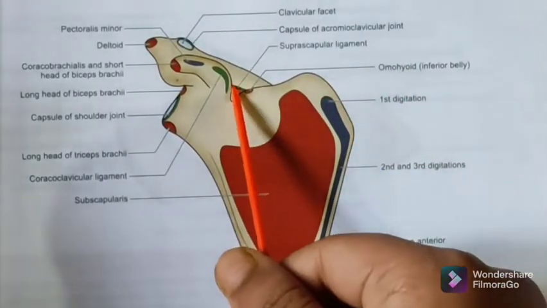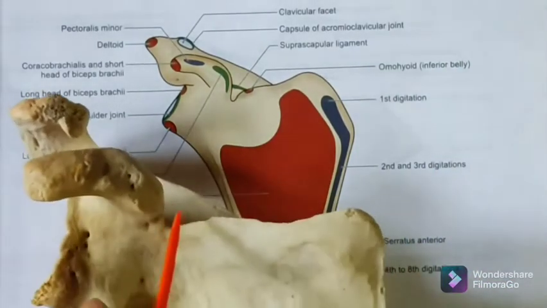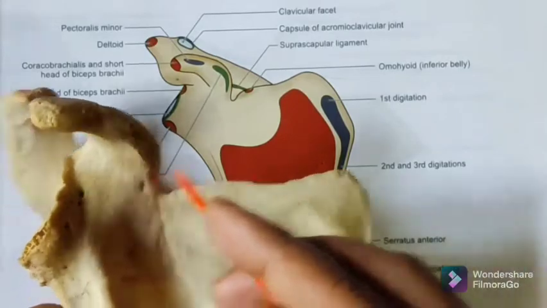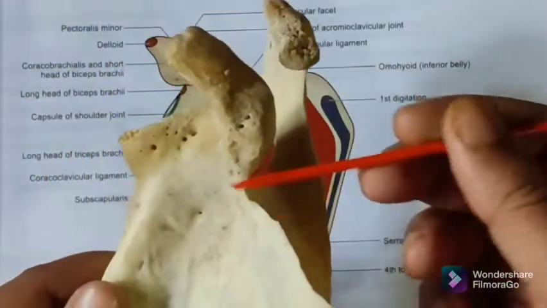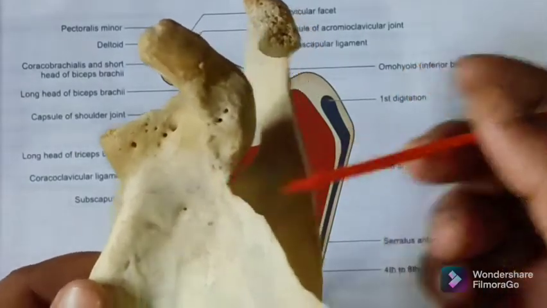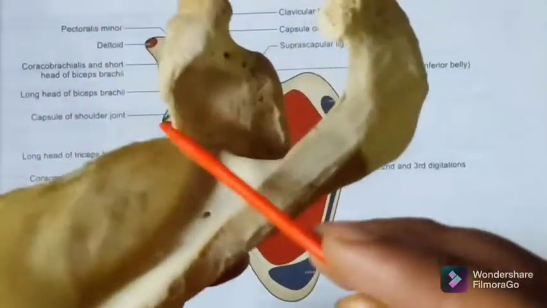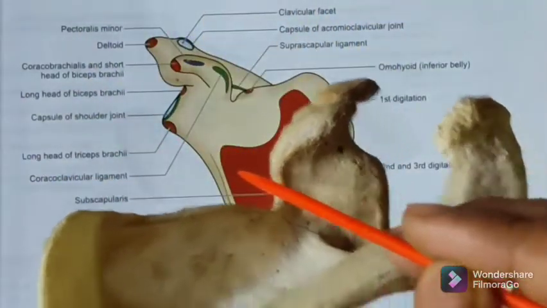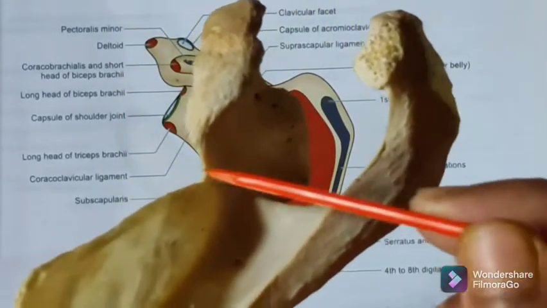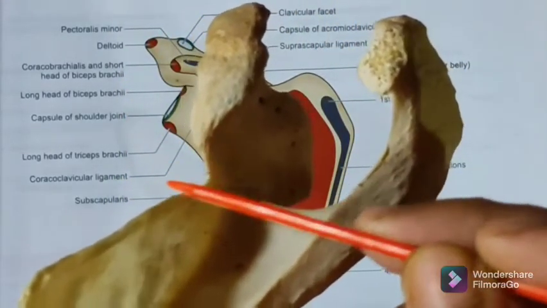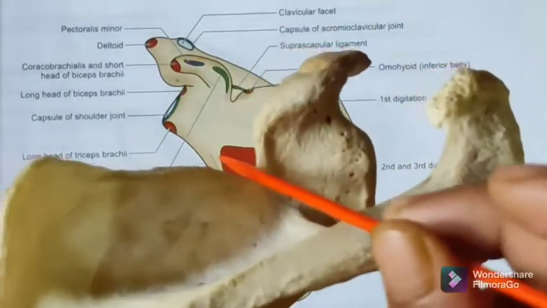This is the suprascapular ligament, and this is the suprascapular notch. There is one important thing to be noted over here. The suprascapular vessels, the arteries, go above this ligament, and the suprascapular nerve goes below this ligament. This ligament acts as a bridge. The arteries pass above it and the nerves pass below it through this notch.